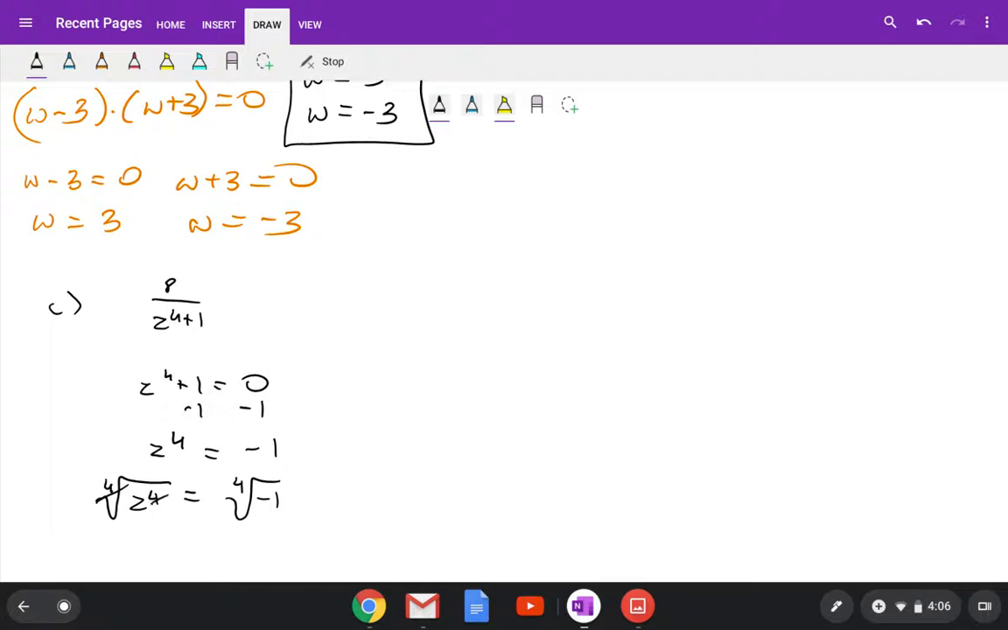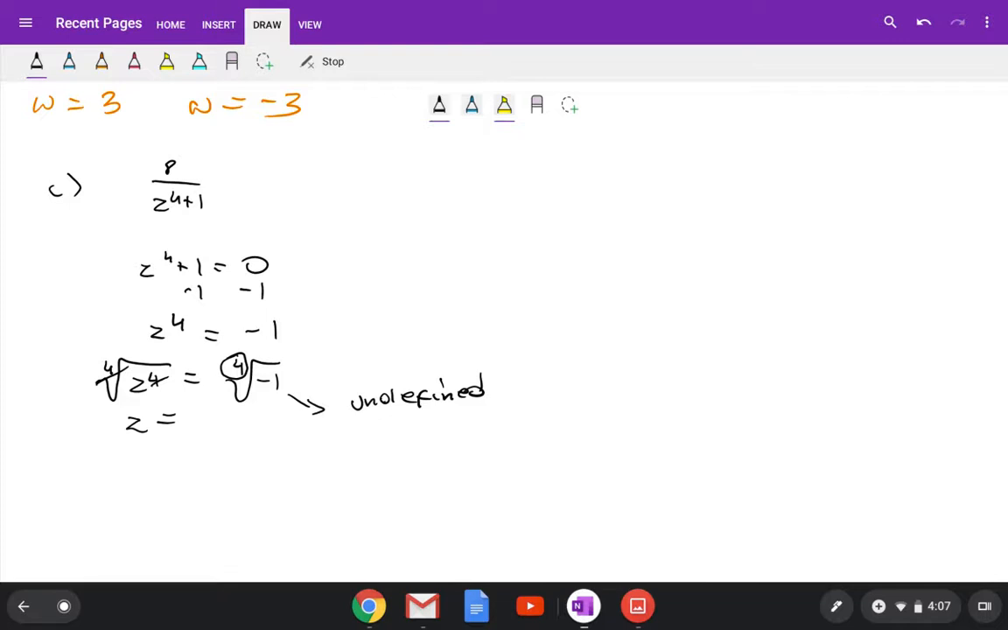Okay, so we're getting z is equal to... Now, a root of index 4 works like a square root. All the time when the index of the root is even, those roots behave like square roots. So what that means is this is undefined. Think about the square root of negative 1. We cannot find a number which by multiplication will give you negative 1. Here we have the root of index 4 of negative 1, and there's no way that we can find that solution because there's no number which multiplied by itself 4 times will give you negative 1.